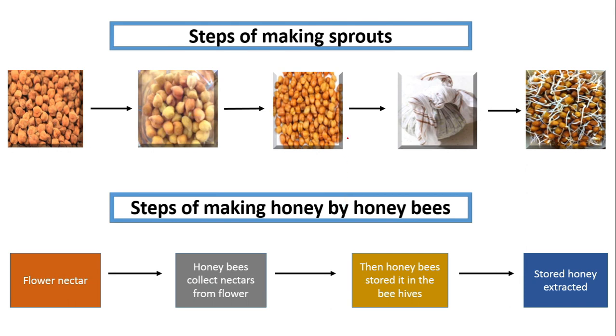Now, here we will see some steps for making sprouts. At first, take some dry grams, then take a small container filled with water and dip the grams into it and leave it overnight. Next day, drain the water and wrap the grams in wet cotton cloth and keep it for 1 to 2 days. Thereafter, you will observe a small white structure growing out from the grams. And these small outgrowths are called sprouts.